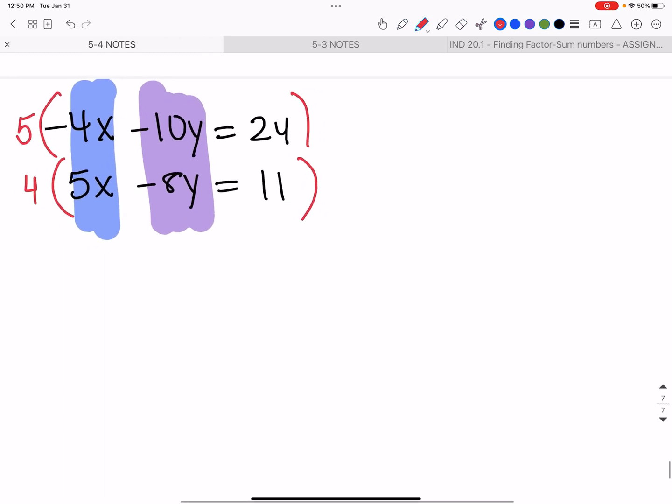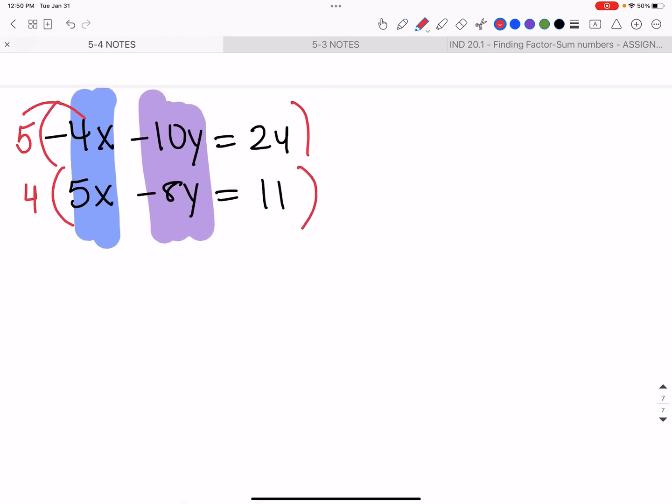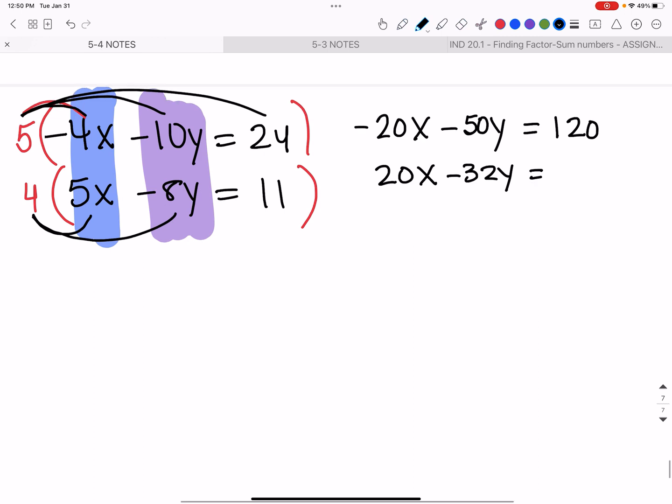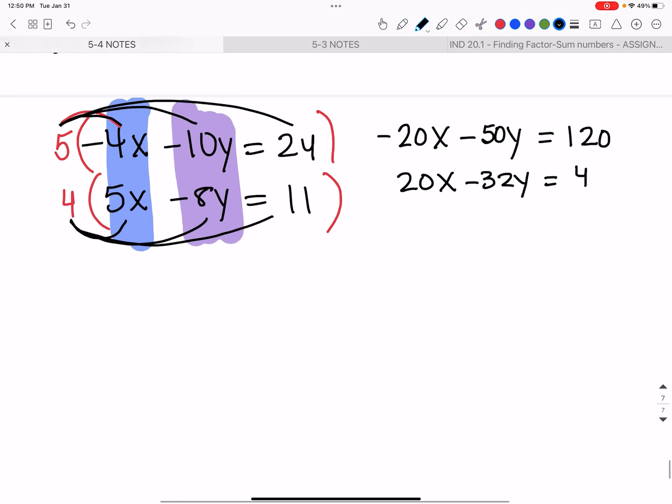And the reason I do that is because when I distribute, when I take 5 times -4x, I get -20x. When I take 5 times -10y, I get -50y. And when I take 5 times 24, I get 120. Okay, that's the top equation rewritten with my little math work here. Now across the bottom, I'm going to take 4 times 5x, which is positive 20x. I'm going to take 4 times -8y, which is -32y. You can see how really watching your signs here is going to matter. A positive times a negative is a negative. And then a positive 4 times a positive 11 is a positive 44.